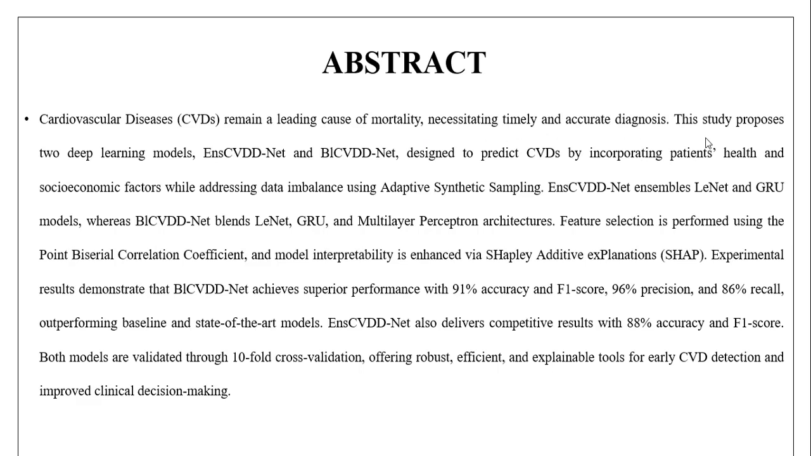Our project abstract: Cardiovascular disease (CVD) remains one of the leading causes of mortality, and timely and accurate diagnosis is essential. This study proposes two deep learning models: one is EnsCVDD-Net and the other is BlCVDD-Net, designed to predict CVD by incorporating patients' health and socioeconomic factors while addressing data imbalance using adaptive synthetic sampling.